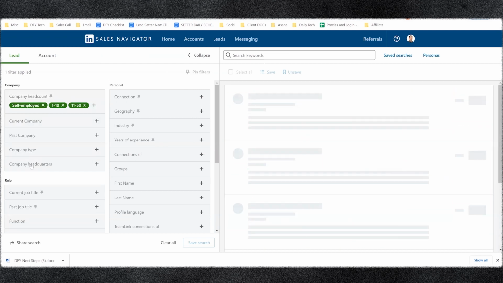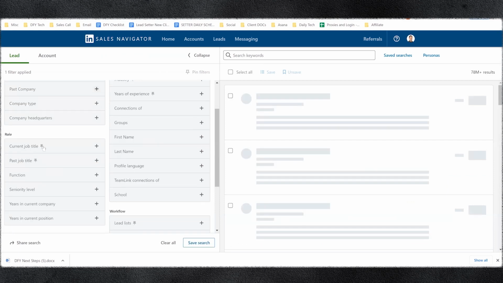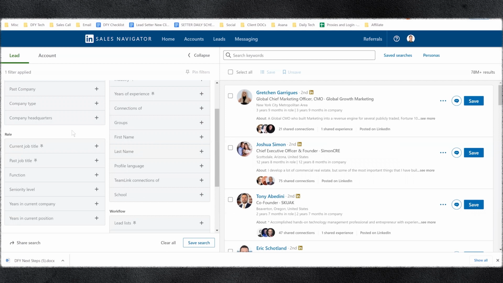This other stuff, current company, past company, I don't really spend a lot of time with that. The job title, I'll get back to that in a minute. Function, not really something I use. And again, I've tested all these filters, so I know which ones are really effective and which ones aren't.